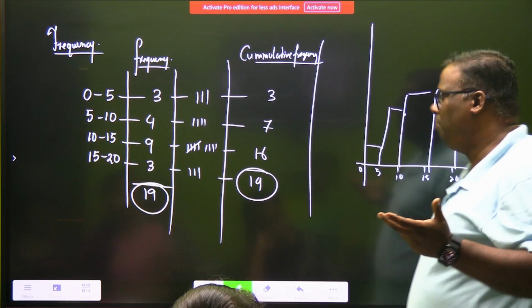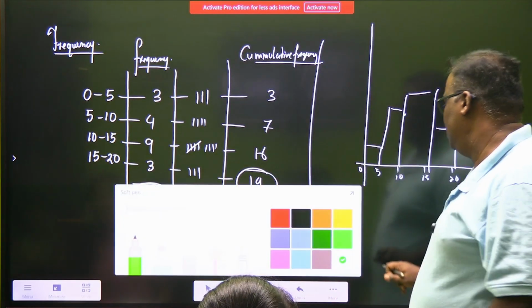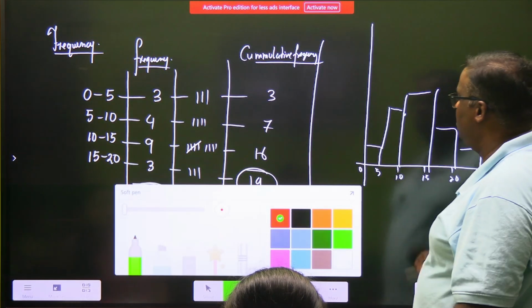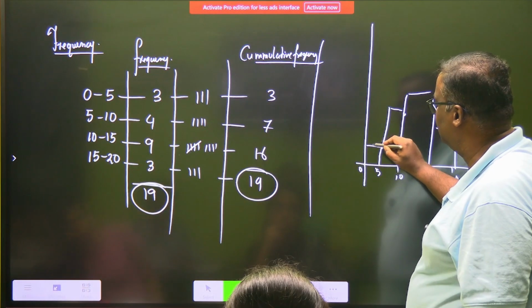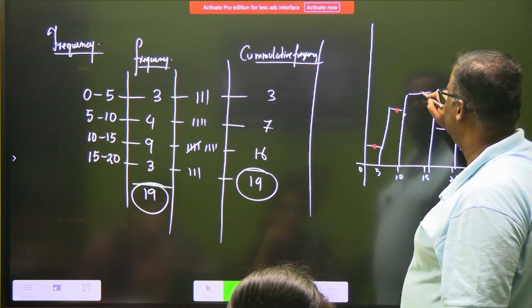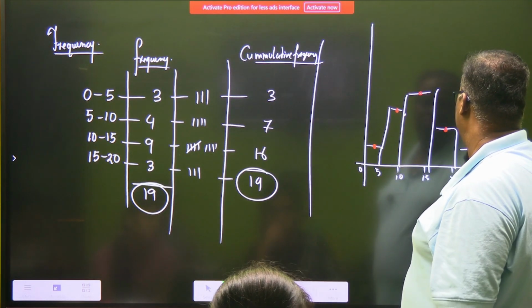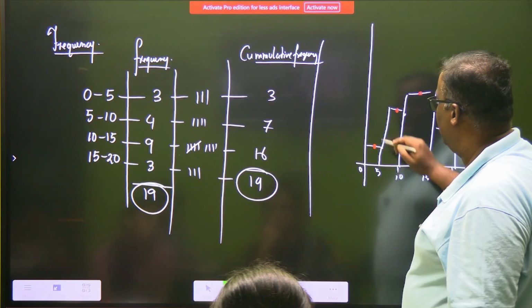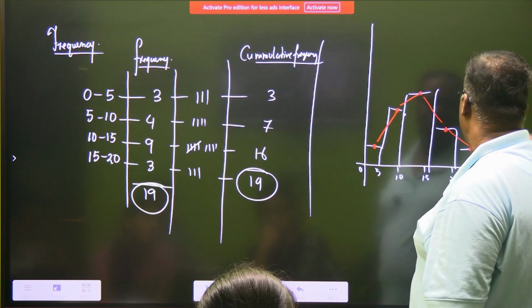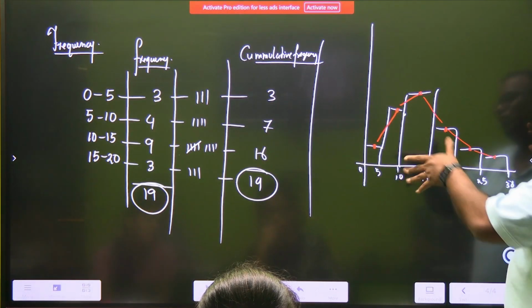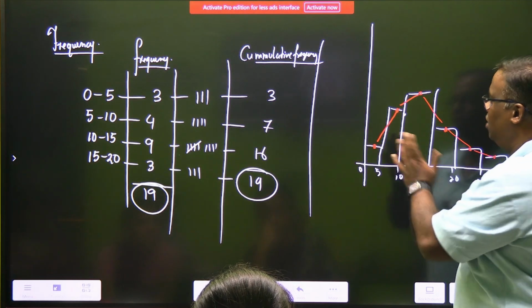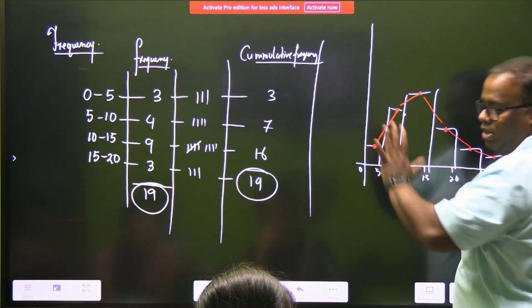Understood? Once you have plotted your histogram, plotting the frequency polygon is very easy. Frequency polygon is you find out the class mark, the midpoint of each class, right? And you join all of them with a dotted line, okay? Now here there is something that I want to share with you. What does the frequency polygon tell you? It tells me the overall distribution of marks and frequencies within this polygon itself.